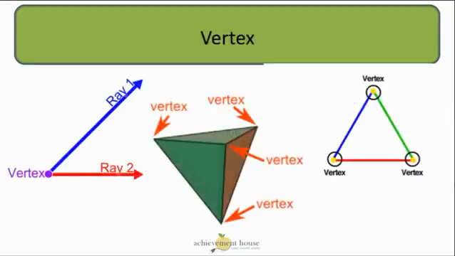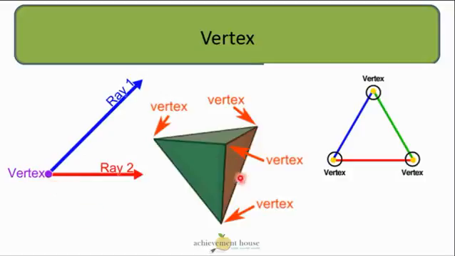Another way we could determine specific points is what we call a vertex. Now, vertexes show up in lots of areas. One, for example, is on an angle. The vertex is the point where the 2 rays meet. So the 2 endpoints of the rays meet at the vertex.